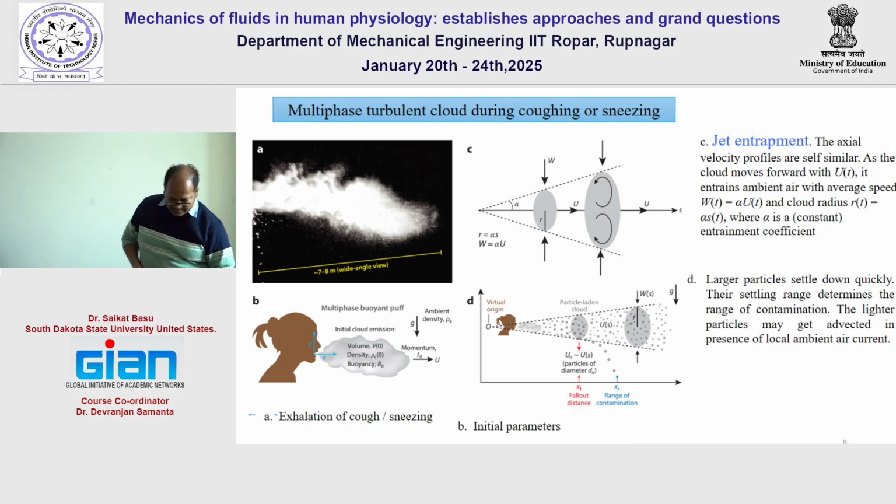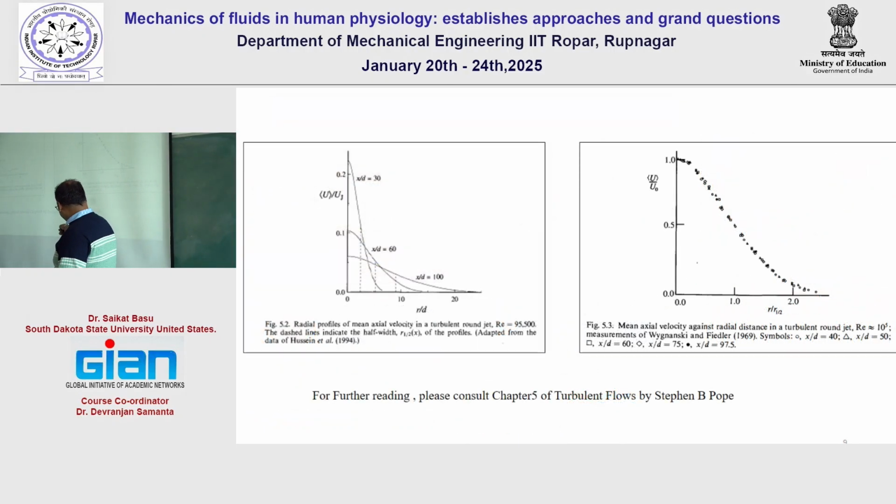Now, this sort of jet entrapment, as I said, is from Stephen Pope's chapter 5, about the three shear layers. It is mostly about turbulent jets.